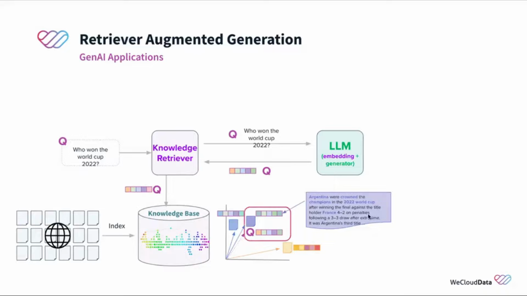It could be some sort of blog post or news page, right? Argentina were crowned the champion, blah, blah. But it's not in pure text, right? It's actually in the embedding space. So it sends the embedding back. Now you retrieve the similar document, right? And that document is going to be sent back along with the question embedding.